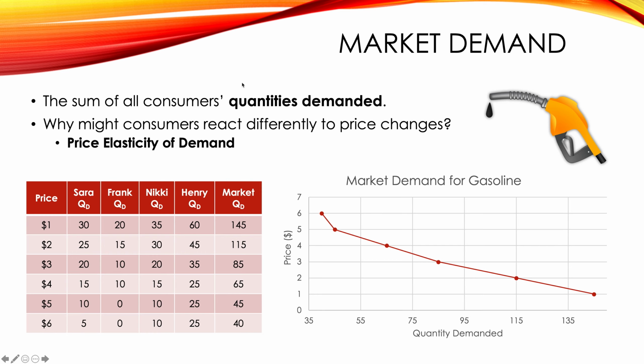So calculating market demand is pretty straightforward. All you have to know is the sum of individual demand, and that because of something called elasticity, consumers in a market are all different types of people. Everybody gets a different utility from different products.